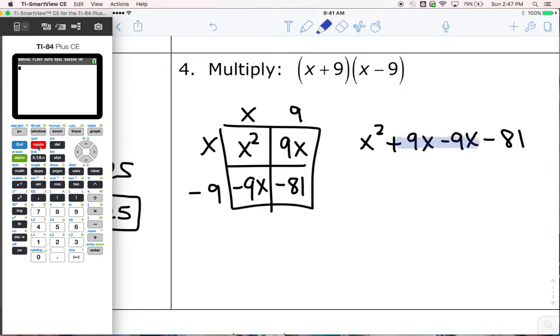We do have like terms, so let's combine those, and we get x squared plus 0x minus 81. Now in this case, since we added up our like terms and got a 0, we don't need to write that, so my final answer will be x squared minus 81.